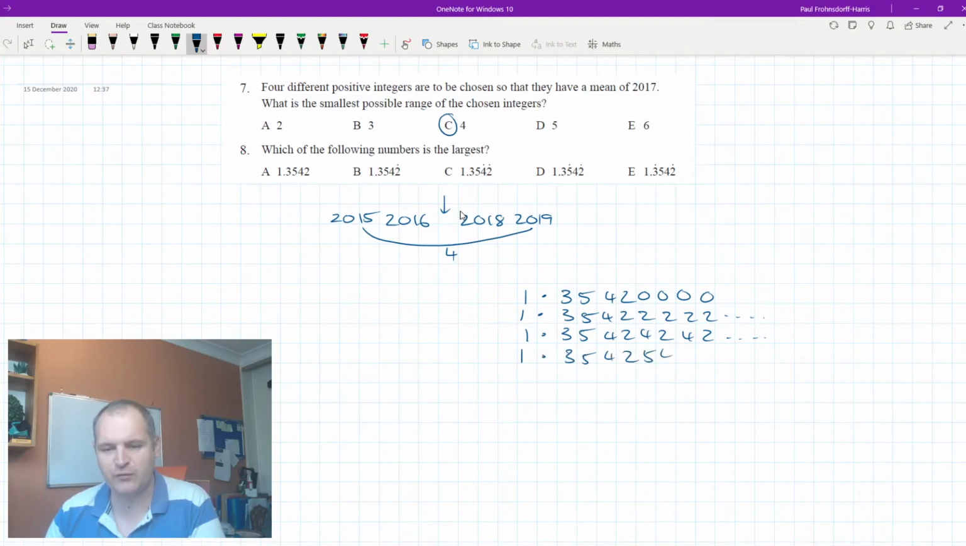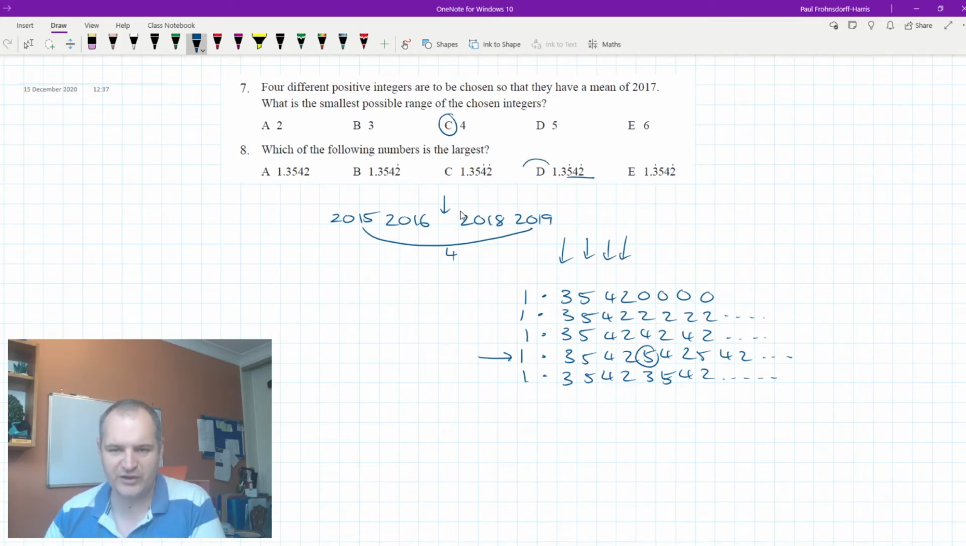1.3542, 542, 542, etc. Because it's all 3 bits repeat. And finally, it's 1.3542, 3542, etc. That should make it, they're the same, they're the same, they're the same. But this one, the 5 beats the 4, 3, 2 and 0 into being the highest. Therefore, D is our highest answer. Little pause.